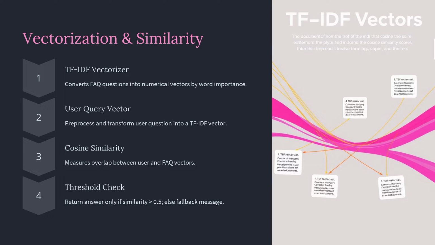The next is vectorization and similarity. After cleaning, we turn text into numbers with TF-IDF. We fit the vectorizer on all the FAQ questions to learn which words are most important. We transform the user's clean question into the same numerical space. Then cosine similarity measures how closely the user's vector aligns with each FAQ vector. The FAQ with the highest score above 0.5 gets selected as the answer. If no score clears that threshold, we ask the user to rephrase the query.